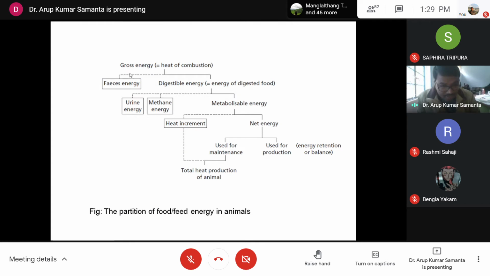Suppose you are taking 100 kilocalorie food, but you should think whether the 100 kilocalorie is utilized or not. No, it is not going to be utilized as such. Let it be 20 kilocalorie energy is lost through the feces, so you'll be getting digestible energy 80 kilocalorie. Then 10 kilocalorie may be lost through the urine. Definitely we are not producing methane, so let it be 80 minus 10. So 70 kilocalorie will be the metabolizable energy, and the rest, 5 kilocalorie, is in the form of heat increment. So 75 kilocalorie is going to be the net energy.